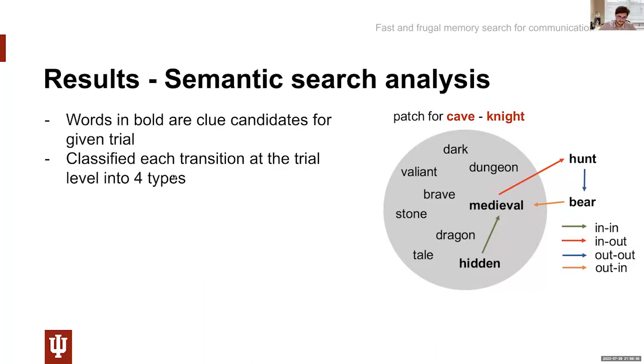So obviously it classified into each transition at the trial level in four different types. We can see that it moves relatively inside the patch, but then eventually moves out from there. And then they eventually selected medieval to be their final clue, which brought them back into the patch.